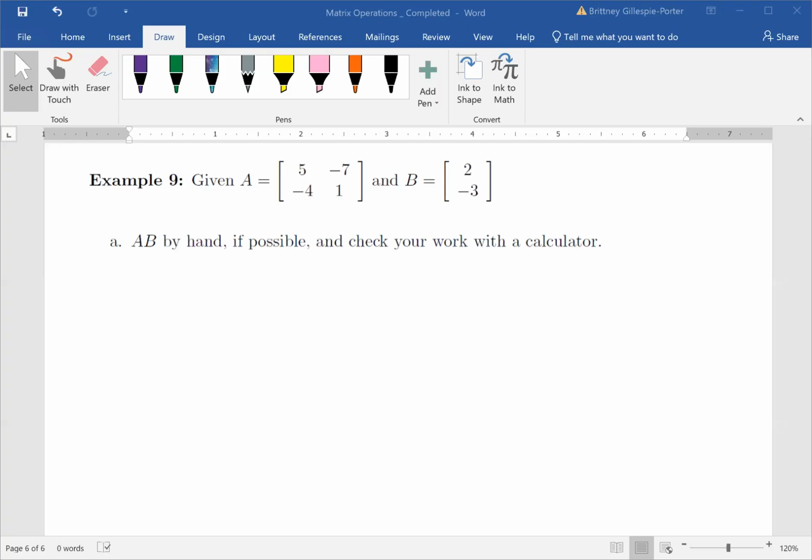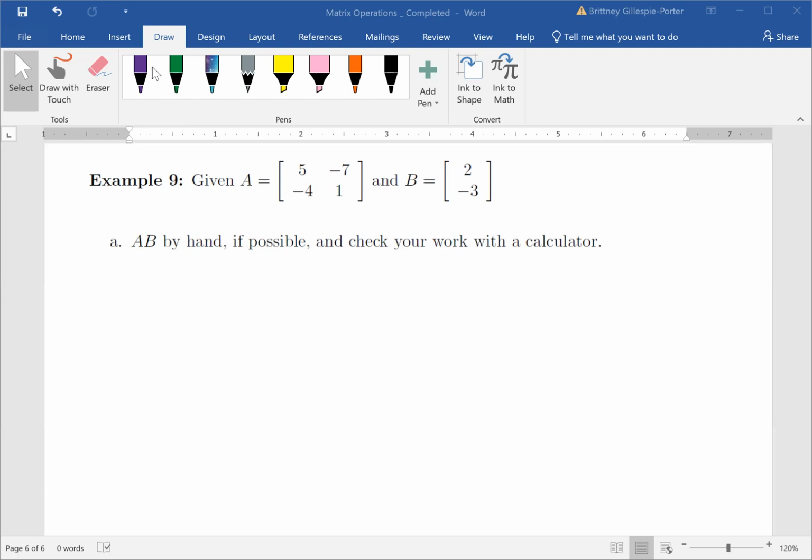Let's work through some more multiplication. We need to multiply A times B by hand, of course, showing all of your work, and check your work in a calculator. If you need help on how to check your work in a calculator, please watch the how to use the Desmos matrix calculator video that I also have included in our shell and in the playlist for this class.